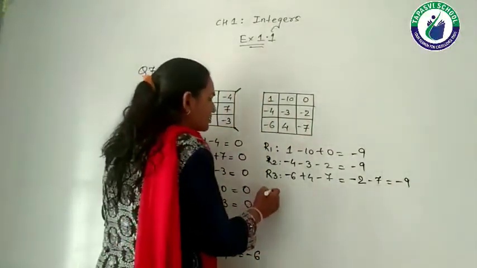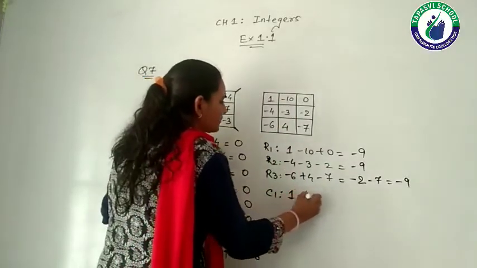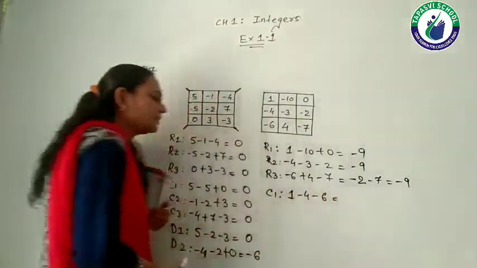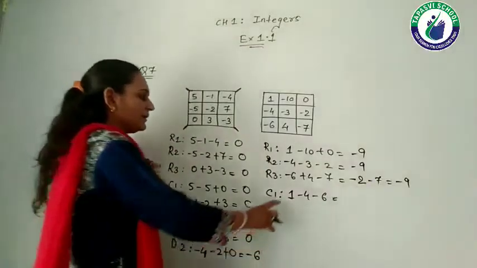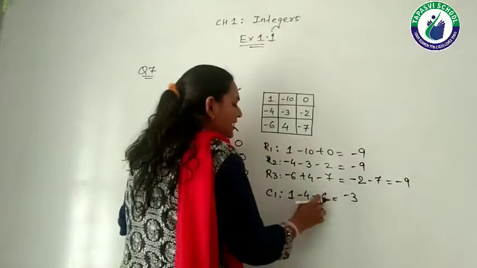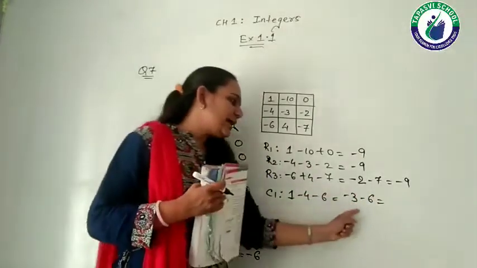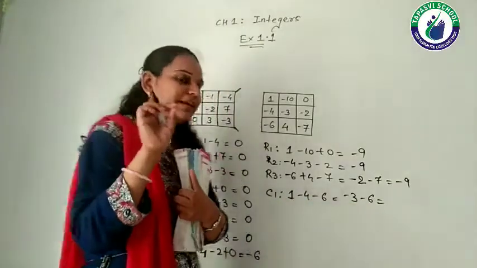Now column number 1, 1 minus 4 and -6. Right? Okay. 1 minus 4 is -3. -6 into it. So -3 and -6. Answer will be -9.